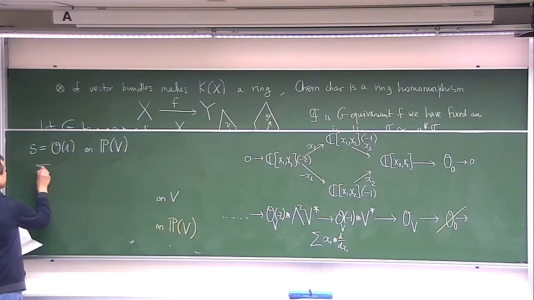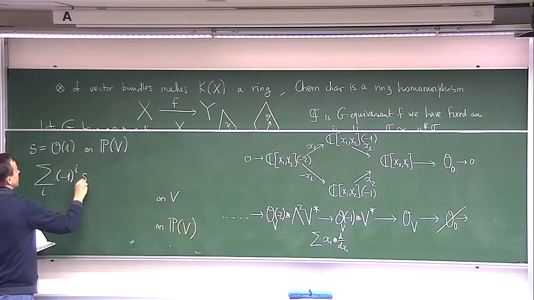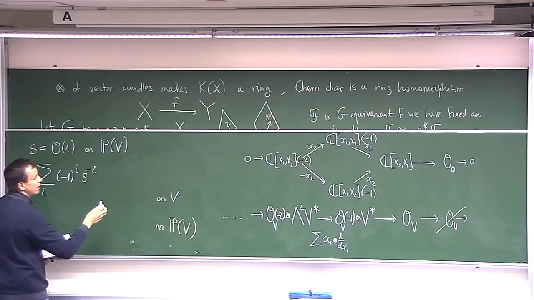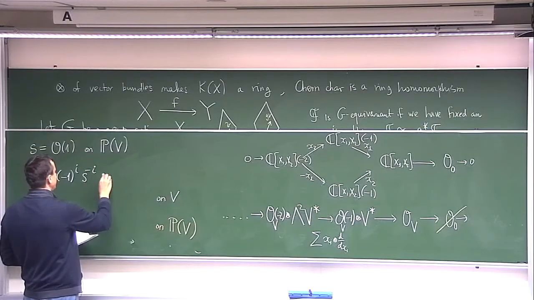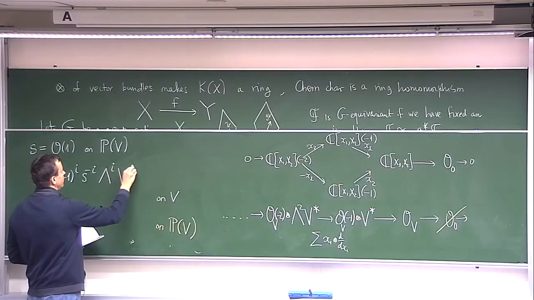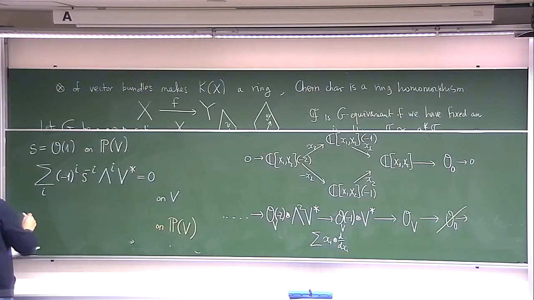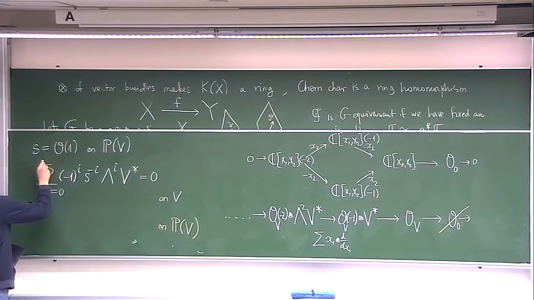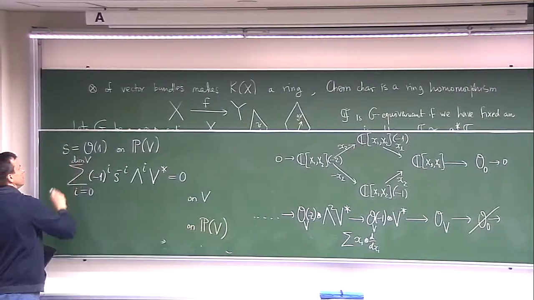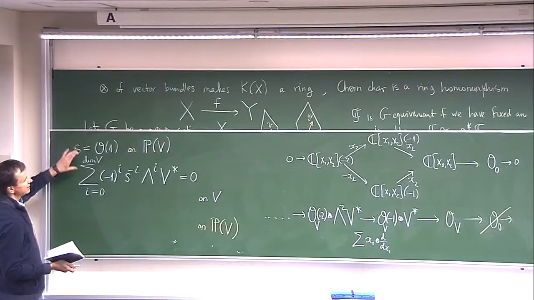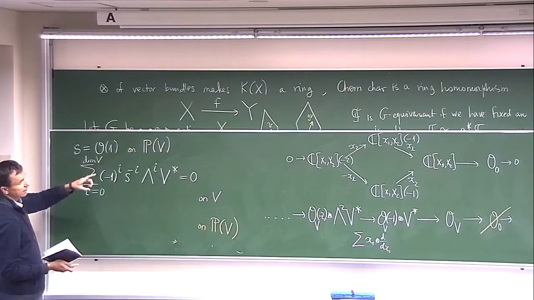Then that means this satisfies the relation that the summation over i of (-1)^i s^(-i) times the i-th exterior power of V is equal to 0. This is a relation that goes from i equal to 0 to dimension V, and this is a relation that this guy satisfies in K theory.